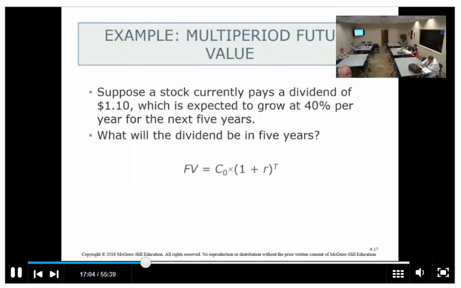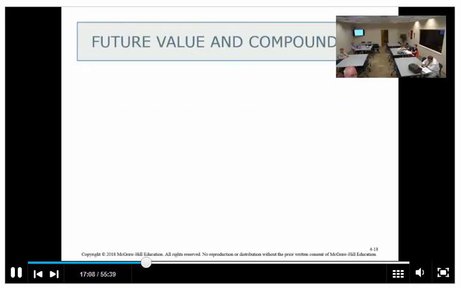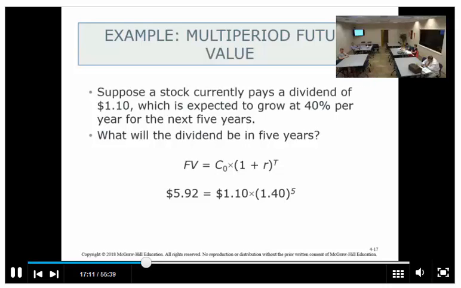What this is saying is, suppose a stock currently pays a dividend of $1.10, which is expected to grow at 40% a year for the next 5 years. So the question then is, what will the dividend be in 5 years? We calculate that by saying $1.10, growing at 40% for 5 years. Can we go back to the Excel map?